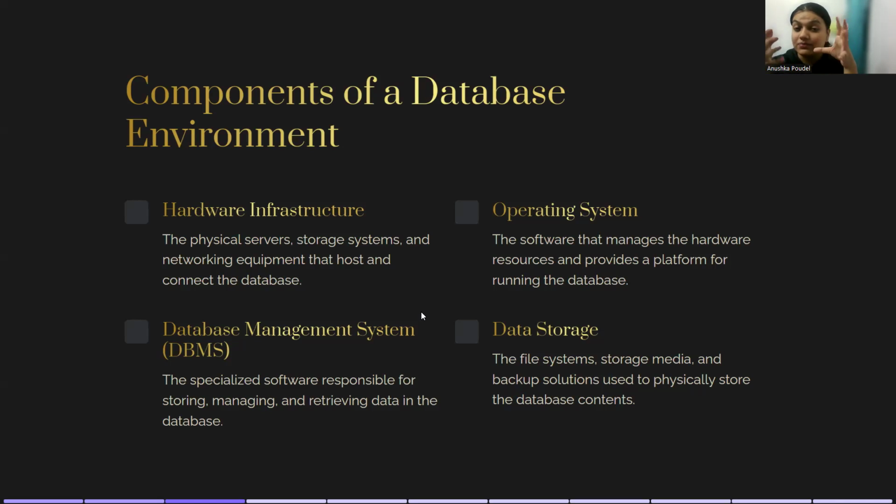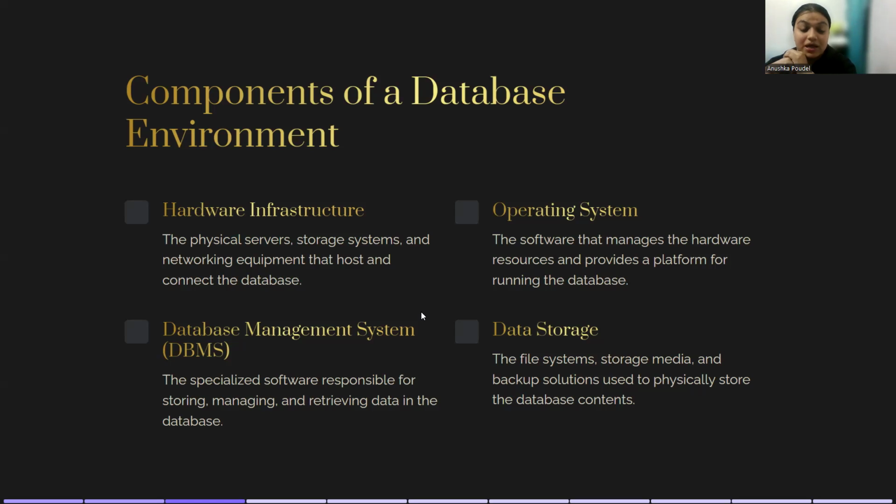We have the operating system, the software that manages the hardware resources and provides a platform for running the database. Different operating systems are used widely in industries, Linux, as well as other operating systems which we see around us, like the Windows that I'm using, or Mac OS if we have one.